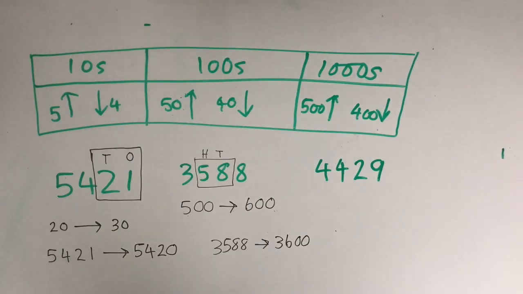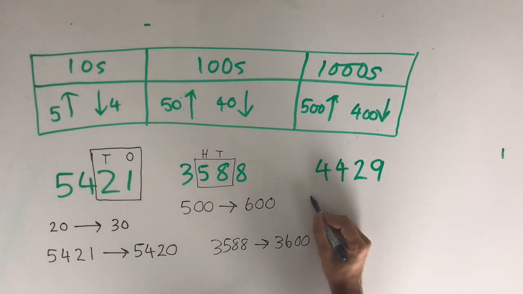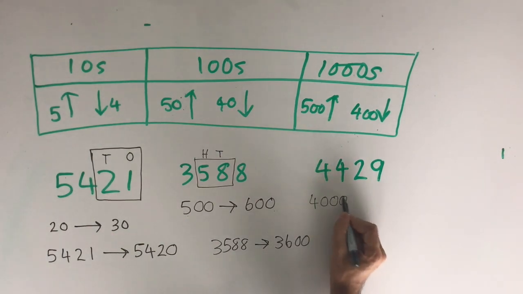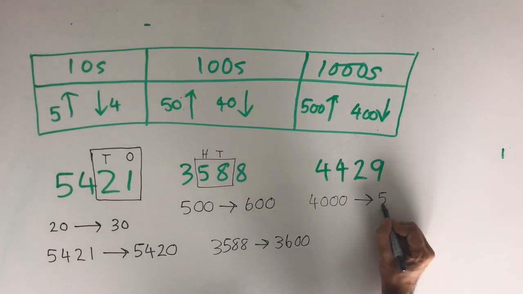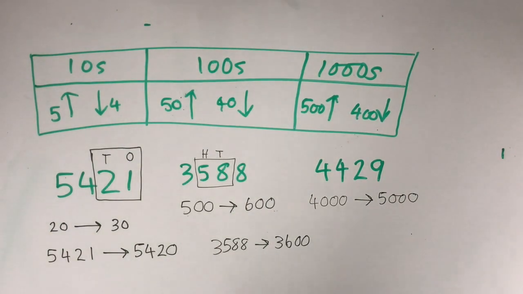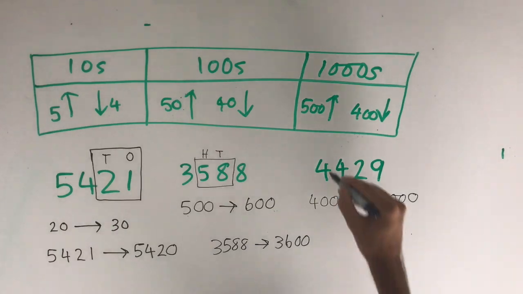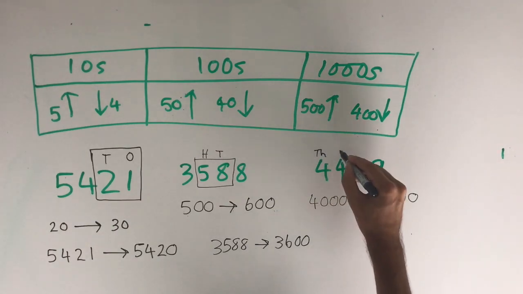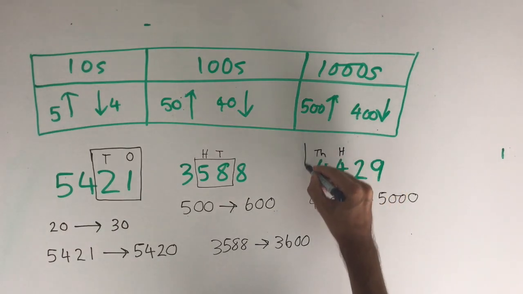Now let's take a look at rounding to the nearest 1,000. Here we have 4,429. We need to see how many thousands come next and how many thousands we've got. We've currently got 4,000, which means the next 1,000 is 5,000. When you're rounding to the nearest 1,000, you concentrate on the thousands and the hundreds.